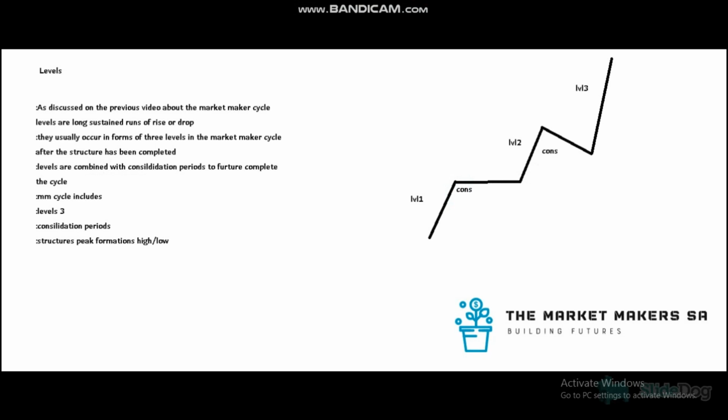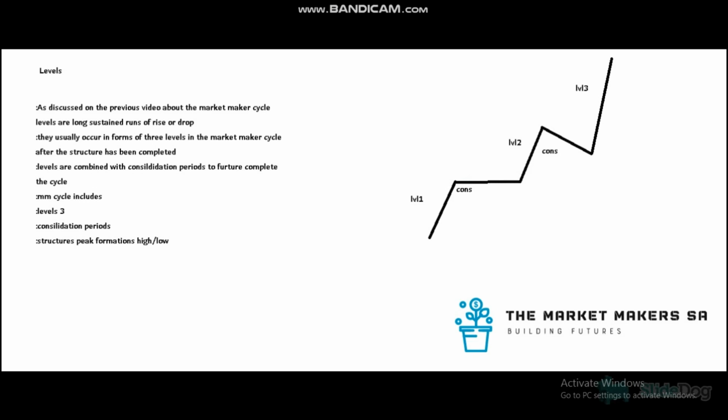As we discussed, levels are combined with consolidation periods to further complete the cycle. As you see on the drawing we have here, we have level 1, then consolidation, when price is at a resting point, starts slowing down, and takes back a little bit of the money it has given out, more or less as a way of a trap. Then it gives us level 2, then goes back into that resting point, taking some of the money back that was made in that sustained run of rise or drop, and then it gives us our last level, after which we get our structure to then continue the cycle going down.